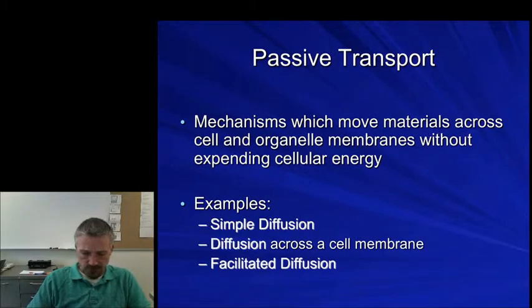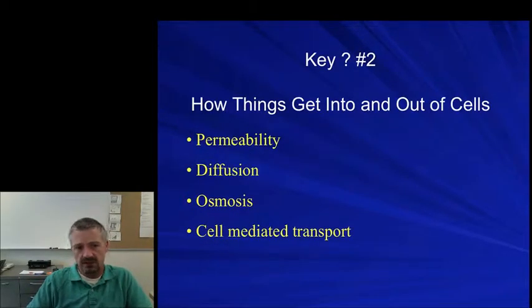So, permeability is just the ability of things to cross in. If something's completely permeable, anything can cross in and out of that cell. If it's impermeable, nothing can cross. What we end up seeing is pretty much all cell membranes are semi-permeable, meaning certain things can pass through, certain things cannot, and we'll be discussing that a little bit more.